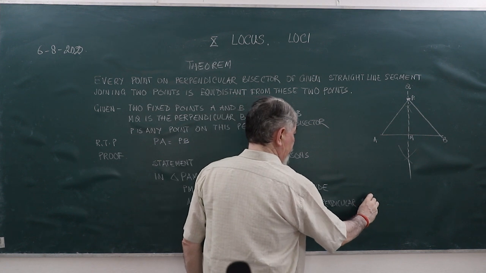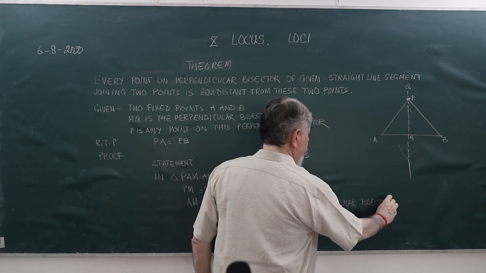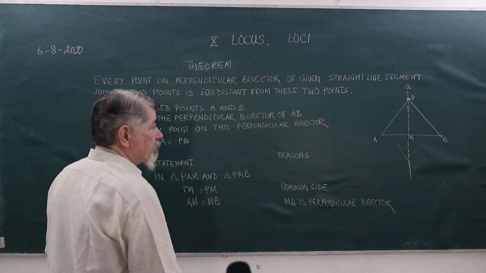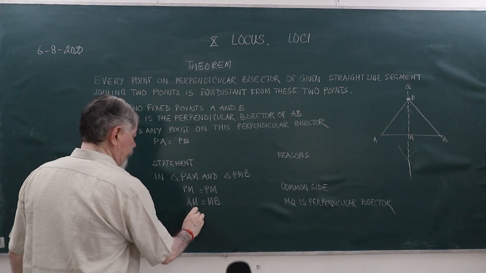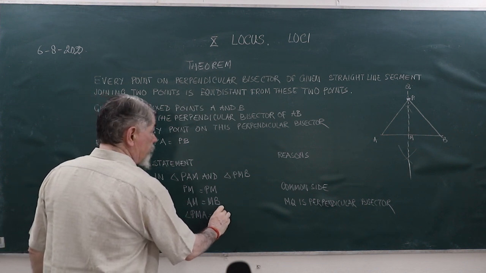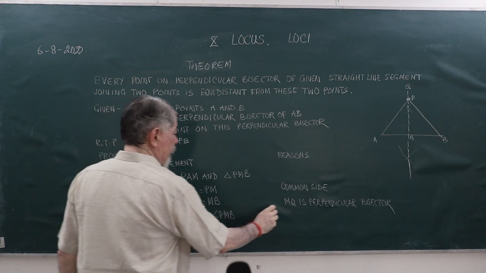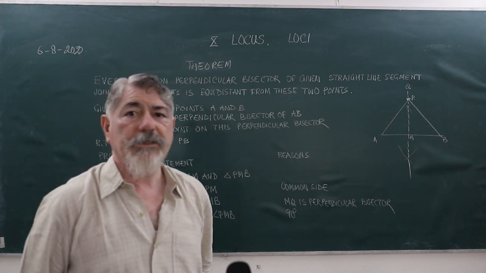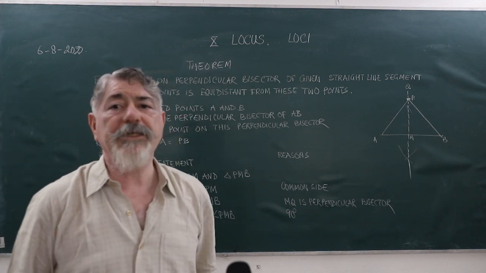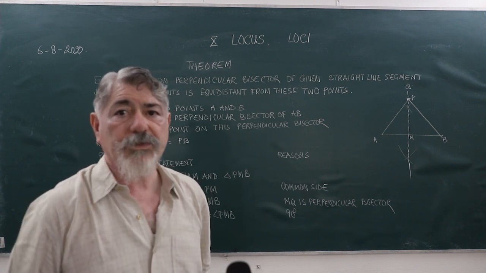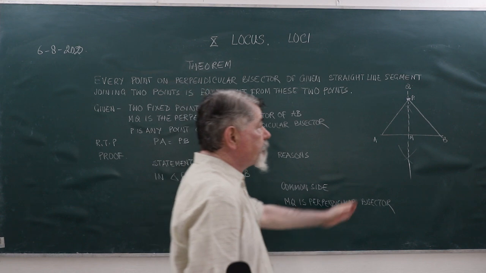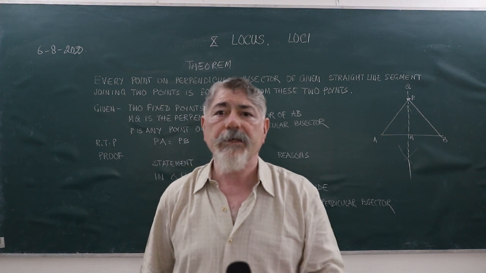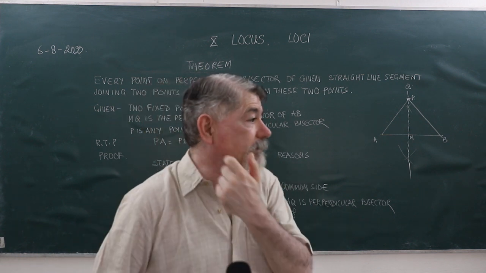It is the perpendicular bisector, so obviously M is the midpoint of AB. And what else? We will say angle PMA is equal to angle PMB is equal to 90 degrees, because it is the perpendicular bisector of AB. So it is not only bisecting, but it is perpendicular to the line. Perpendicular means it is making an angle of 90 degrees.